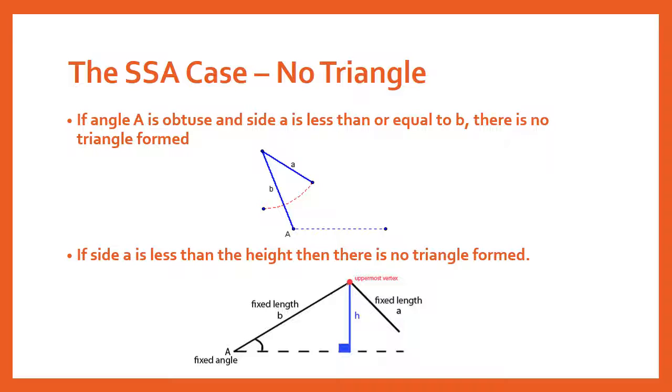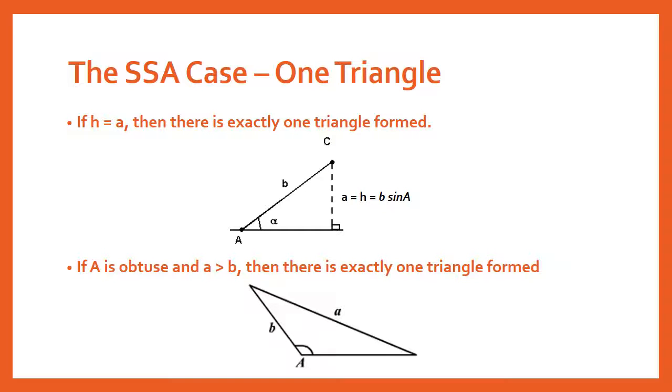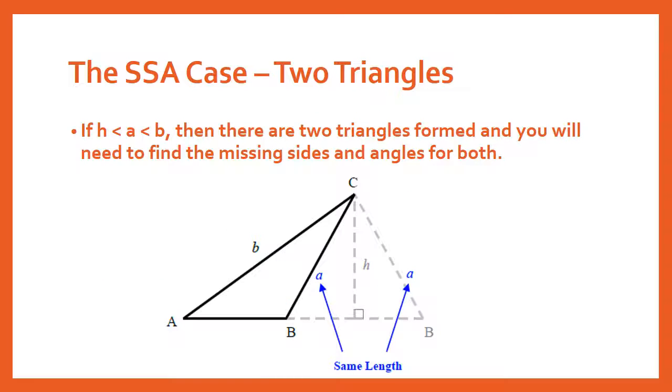So what they did here was they did angle A and side b, and then they kind of drew a height. Well, if side a is smaller than that height, you're not going to get a triangle. If the side equals the height exactly, you have one triangle and it's a right triangle. If angle A is obtuse and a is greater than b, you have one triangle. And if a is bigger than the height but smaller than b, and angle A is acute, then you actually have two possible triangles. You can see where the two positions here for side a would be.